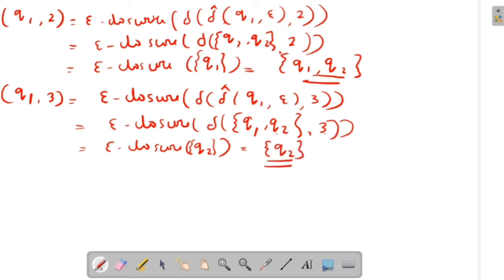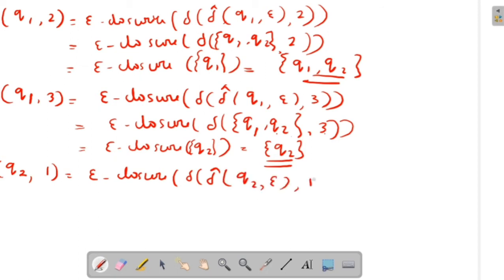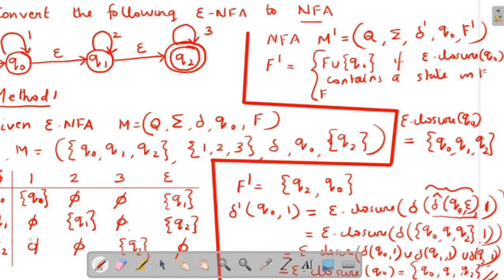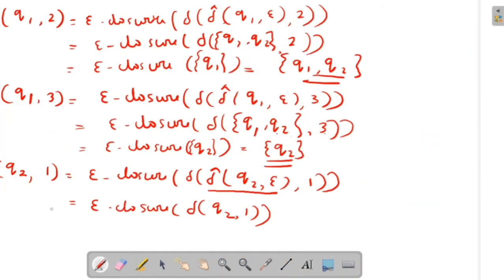Okay. So next find out what is delta dash of Q2 comma 1. Delta dash of Q2 comma 1 is equal to epsilon closure of delta cap of Q2 comma epsilon comma 1. Delta cap of Q2 comma epsilon is epsilon closure of Q2, and epsilon closure of Q2 is Q2 itself. That is epsilon closure of delta of Q2 comma 1. Okay, delta of Q2 comma 1 is null set. So this is equal to epsilon closure of null set, that is null set.